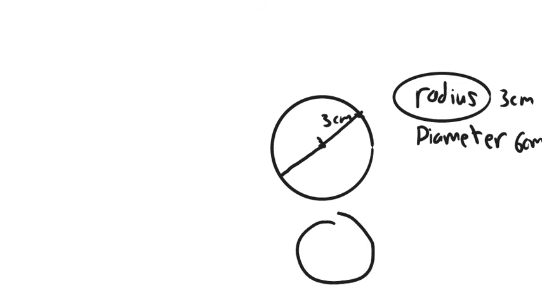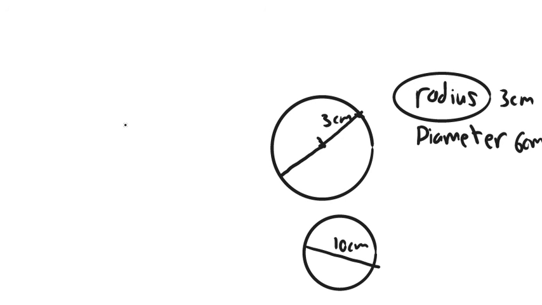Likewise, if you were told what the diameter was first, so let's say we were told that the diameter of this circle is 10 centimeters, from one edge to the other edge through the center, and we were asked to work out the radius. Well, the radius is from the center to the outside, so the radius would be half of the diameter. In this case, it would be 5, because half of 10 is 5.